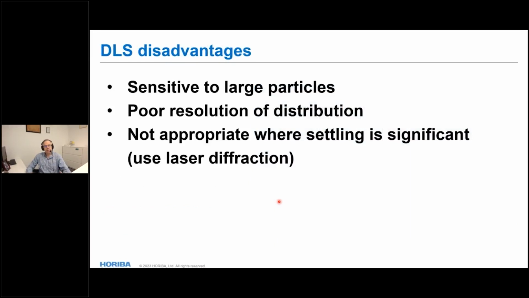Dynamic light scattering can be a problem because it's very sensitive to large particles and particularly large particle impurities, and so you're going to have to filter them off. You don't have great resolution for your size distribution. You would go to a technique like centrifugation or nanoparticle tracking to resolve that. And it's not really appropriate where settling is significant, and you would go to a technique like laser diffraction that is happier with large particle sizes.